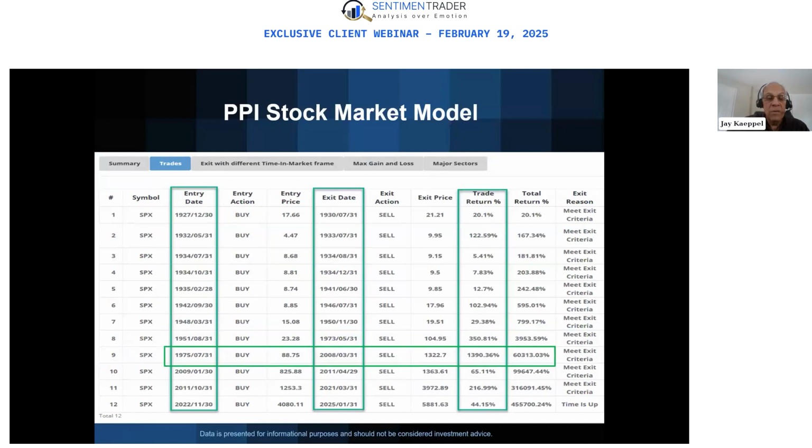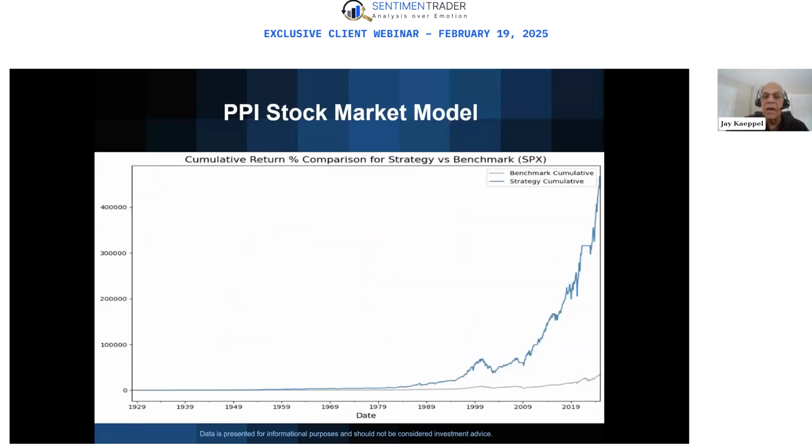If you didn't like that one, well, you can try the next one, 1975 until 2008. So we had 33 years that I showed you on a chart earlier of moderate inflation. Yes, there were bear markets in between along the way, but not based on inflation. So again, this is just a long-term model to help you stay on the right side.